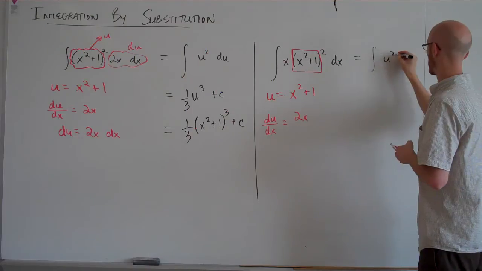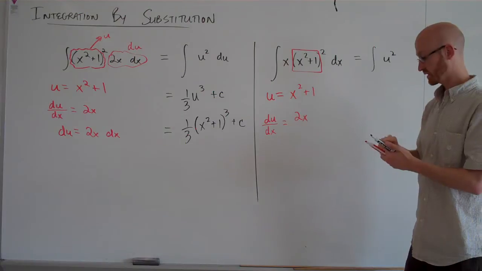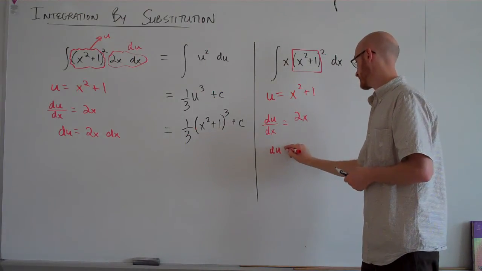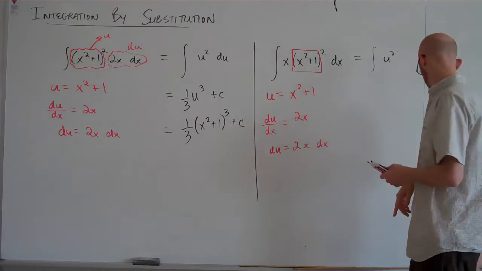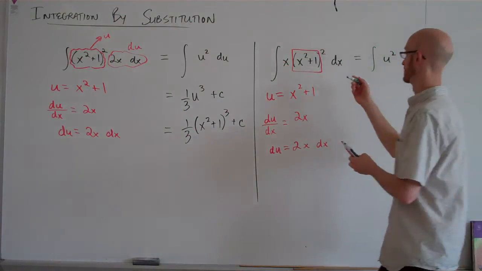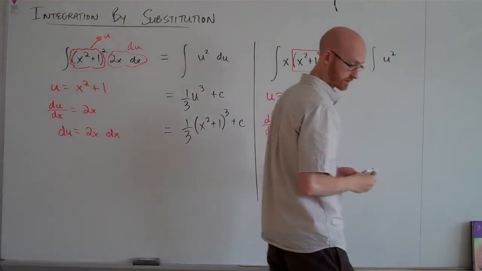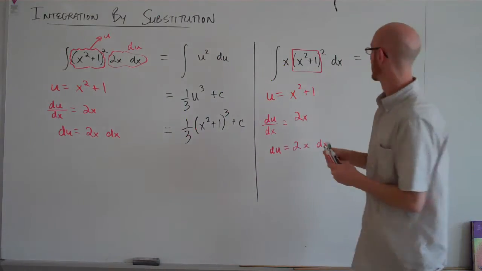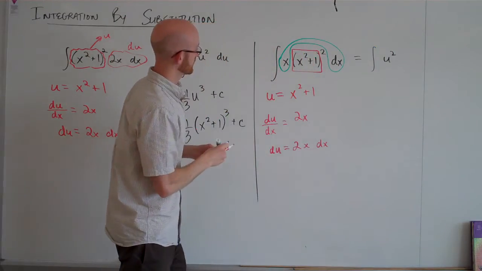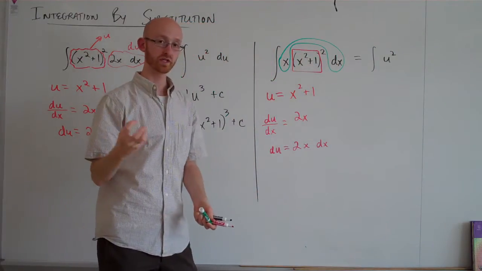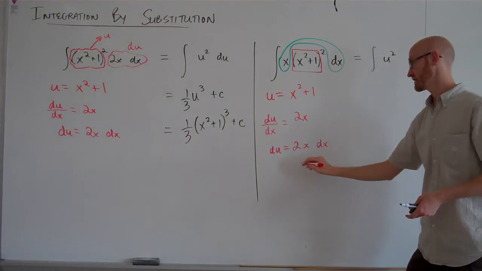So I know I'm going to have a u squared in my question. But now I need to replace x dx. And the problem for me is I have du is equal to 2x dx, but I only want x dx. This x dx right here, we need to swap that whole green unit out. It's got to go. So the way to do that is simply to solve for x dx down here.